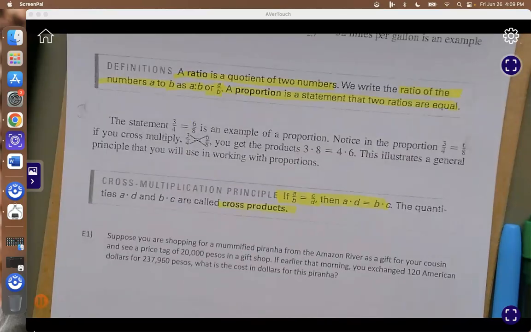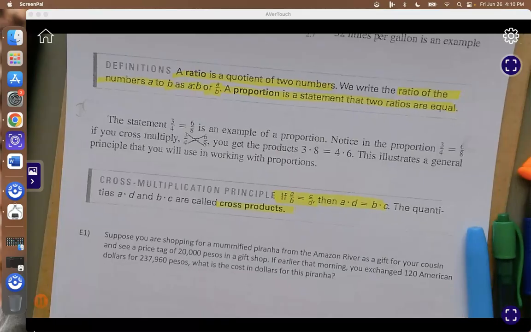So suppose you're shopping for a mummified piranha from the Amazon River as a gift for your cousin and see a price tag of 20,000 pesos in a gift shop. If earlier that morning you exchanged 120 American dollars for 237,960 pesos, what is the cost in dollars for this piranha? Okay, if you travel abroad, this is something you kind of need to know. How much is your money worth?